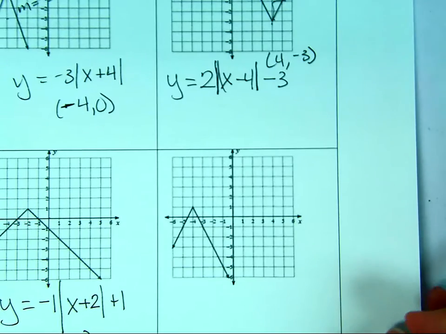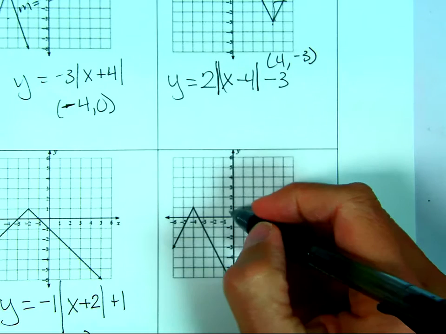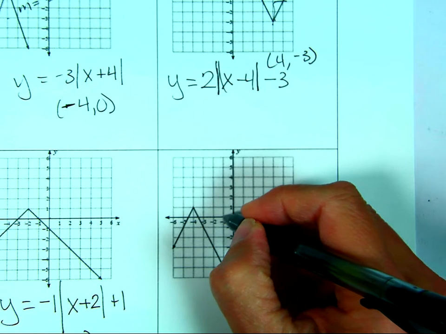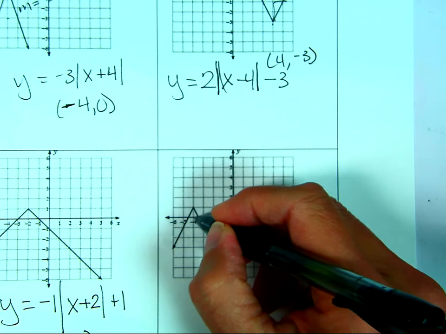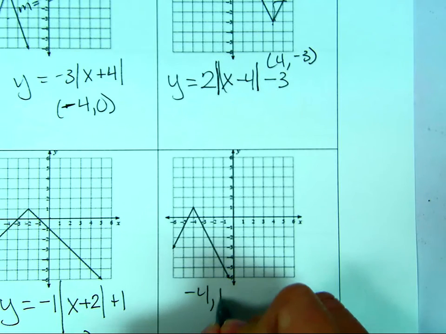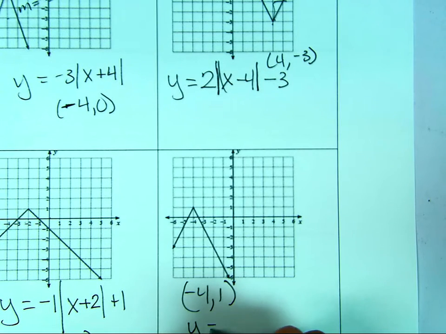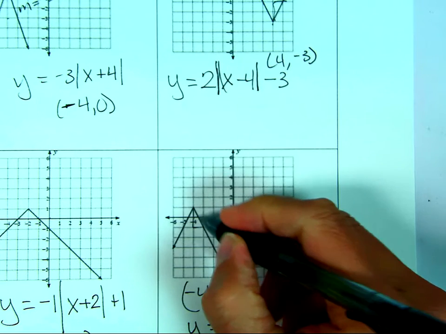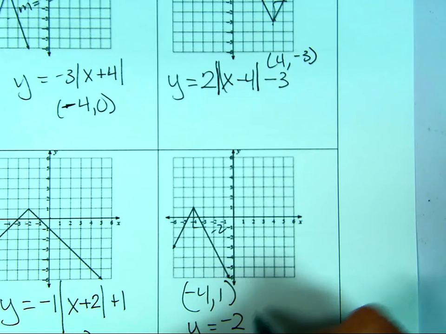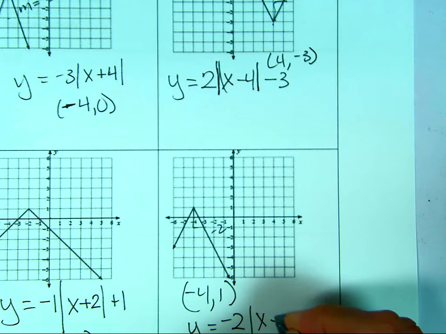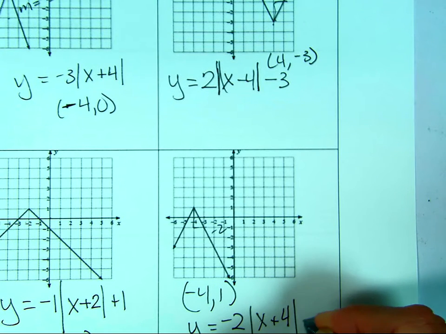Okay, last one before we start with the equations and go and describe the transformations. It looks like it's -4, 1. So my equation, it's upside down. Slope is -2 on this side, so I know I'm going to have a -2. Absolute value is x plus 4 plus 1.